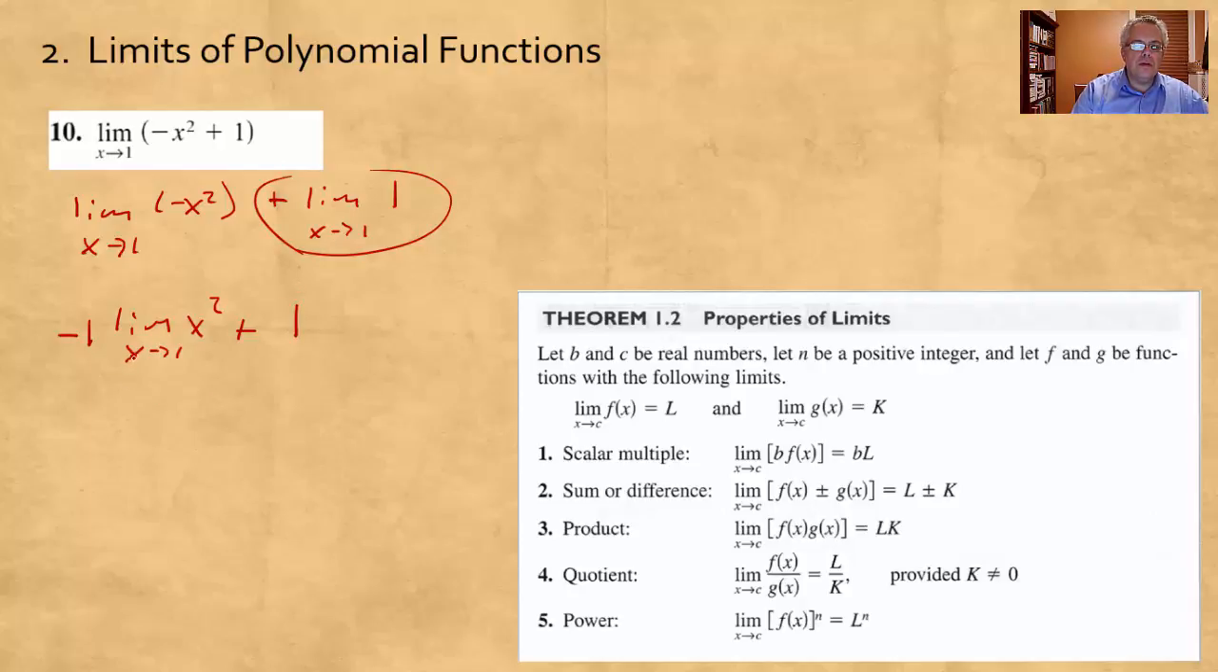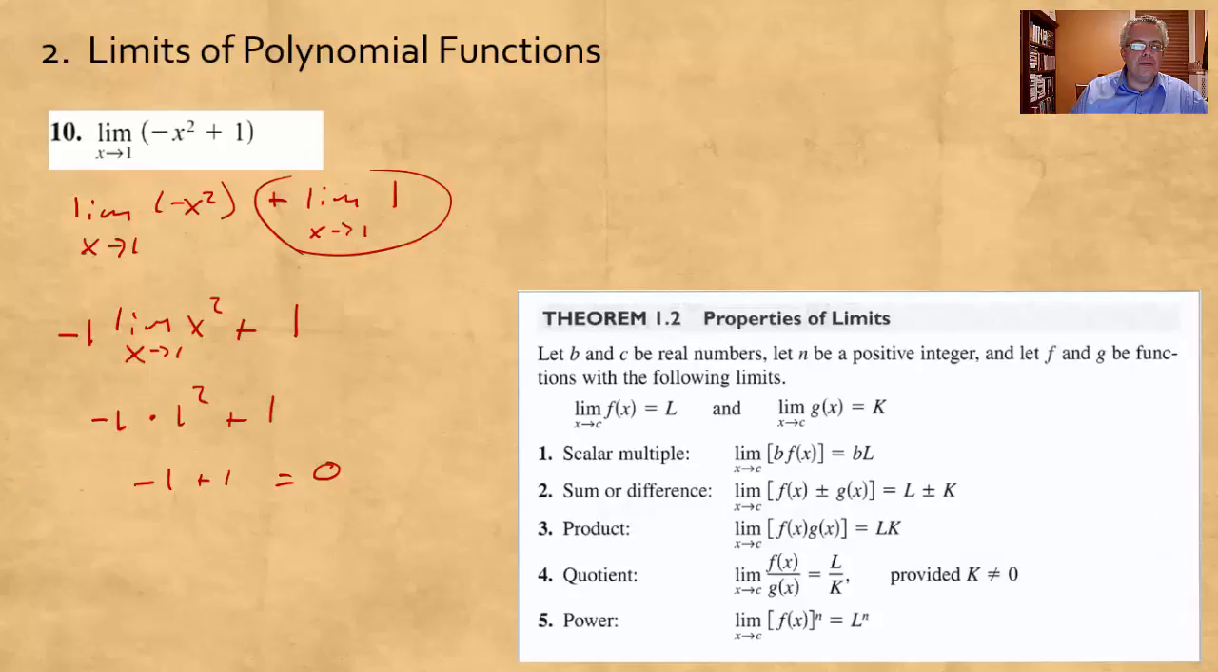Okay, now, as x approaches 1, x squared approaches 1 squared. So this is negative 1 times 1 squared plus 1, which is just negative 1 plus 1, which is 0. Now, the shortcut's going to be this. Really, all I'm doing is putting 1 in and evaluating this. Negative 1 squared is negative 1 plus 1 is 0. So as I'm breaking this down and doing the limit of each piece, it's the same thing as if I just put the number into here.